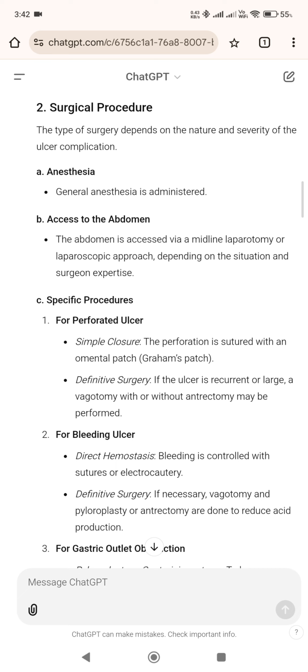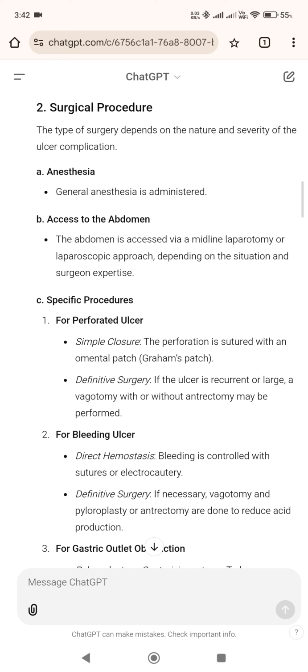Specific procedures. 1. For perforated ulcer. Simple closure: the perforation is sutured with an omental patch, Graham's patch. Definitive surgery: if the ulcer is recurrent or large, a vagotomy with or without antrectomy may be performed. 2. For bleeding ulcer. Direct hemostasis: bleeding is controlled with sutures or electrocautery. Definitive surgery: if necessary, vagotomy and pyloroplasty or antrectomy are done to reduce acid production.